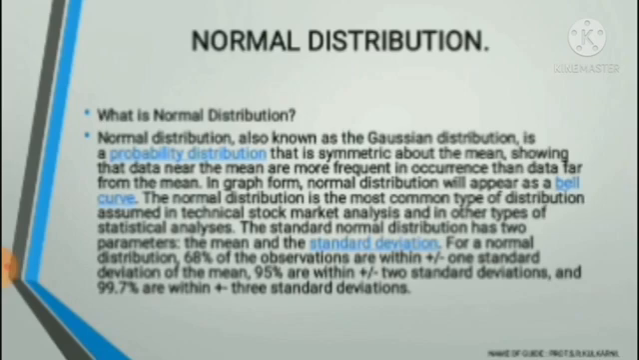The normal distribution is the most common type of distribution assumed in technical stock market analysis and other types of statistical analysis. The standard normal distribution has two parameters, the mean and the standard deviation. For a normal distribution, 68% of the observations are within plus or minus one standard deviation of the mean, 95% are within plus or minus 2 standard deviations, and 99.7% are within plus or minus 3 standard deviations.